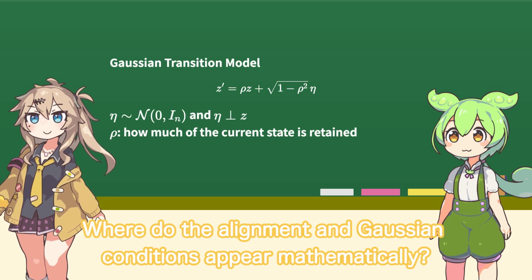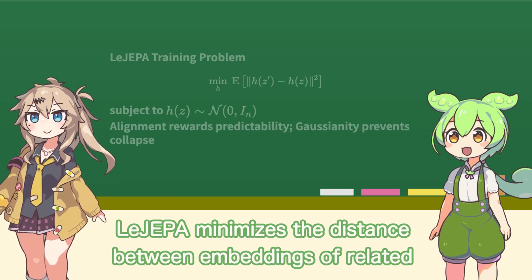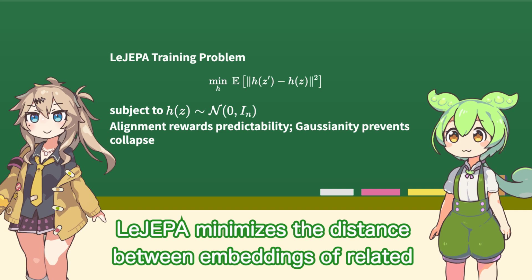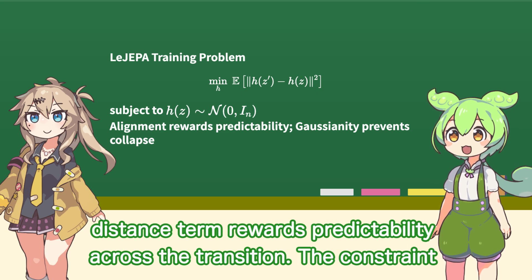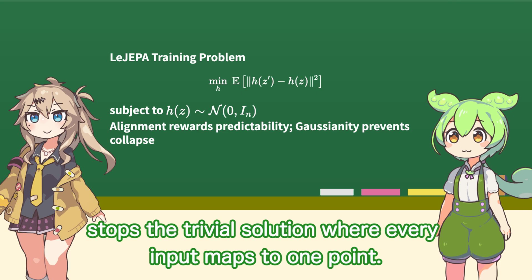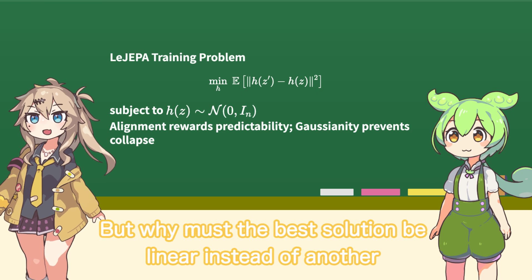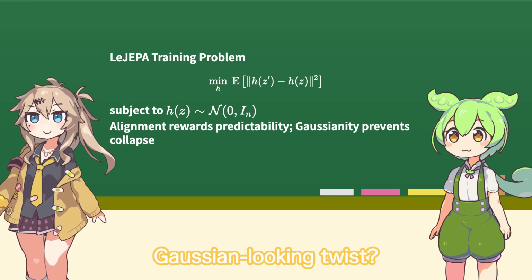Where do the alignment and Gaussian conditions appear mathematically? LeJEPA minimizes the distance between embeddings of related states, while requiring the embedding distribution to remain Gaussian. The distance term rewards predictability across the transition. The constraint stops the trivial solution where every input maps to one point.